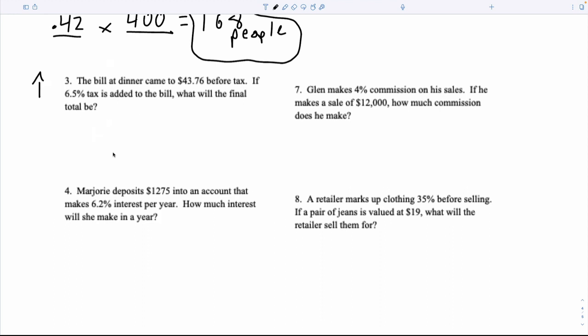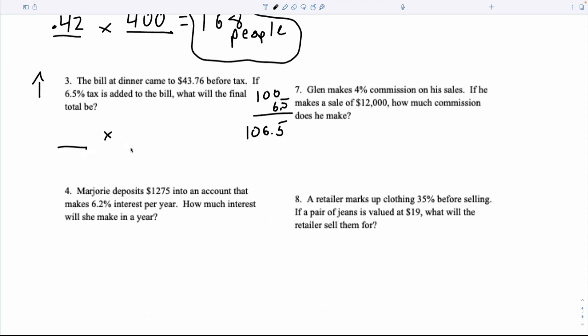You're going to do this with your partner. 6.5% is going to be added to 100. What is 100 plus 6.5? Put that in your calculator if you need to check it. Logan? No, what's 100 plus 6.5? It'd be 106.5. What do I multiply 43.76 by?